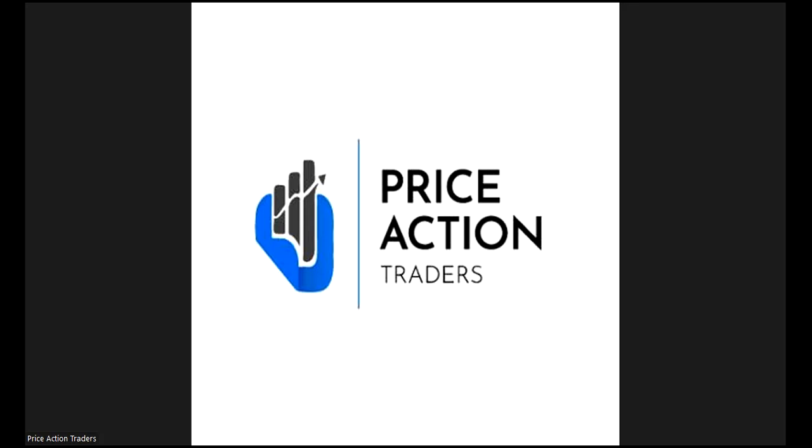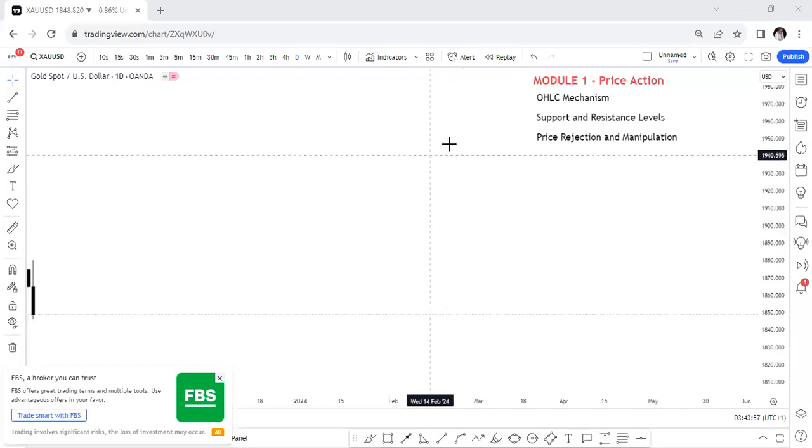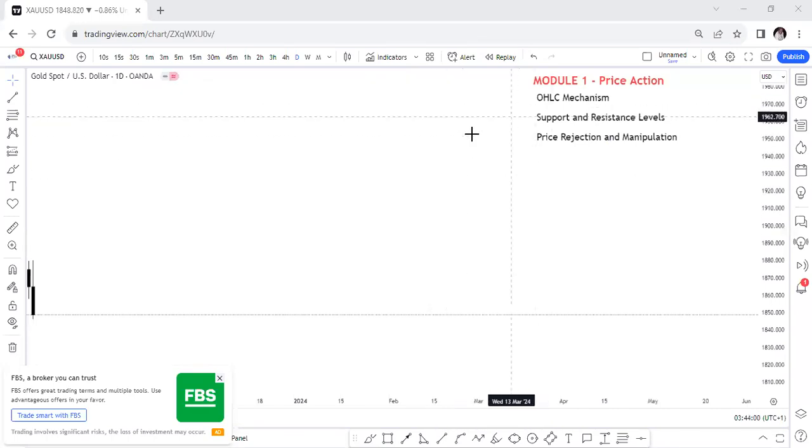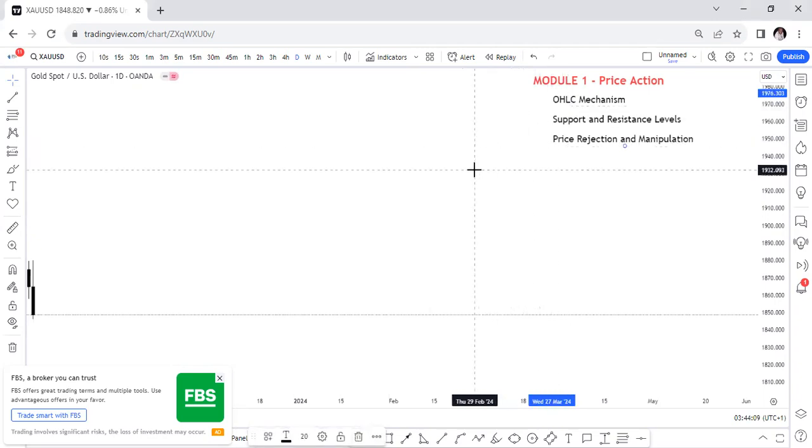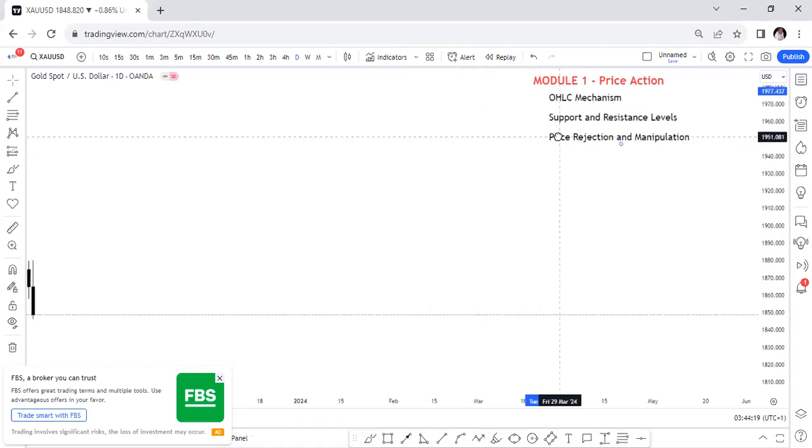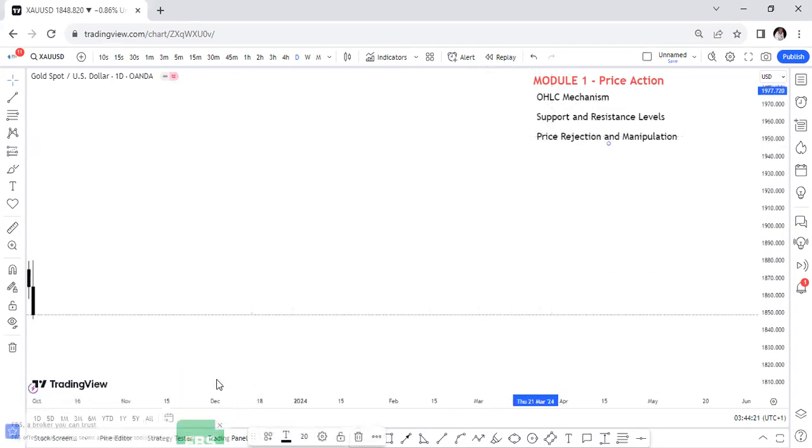You're welcome to this course, Malaysian SNR. This is module 1 of the course. Under this module, we're going to talk about price action. Then the sub-content is the OHLC mechanism, support and resistance levels, price rejection, and manipulation. So this is the introductory part of the course.